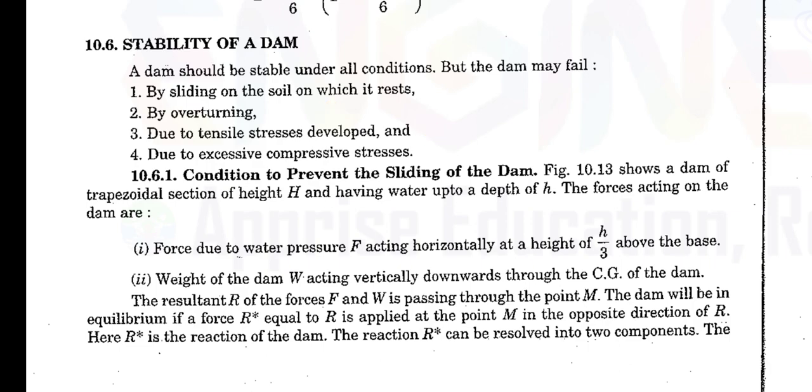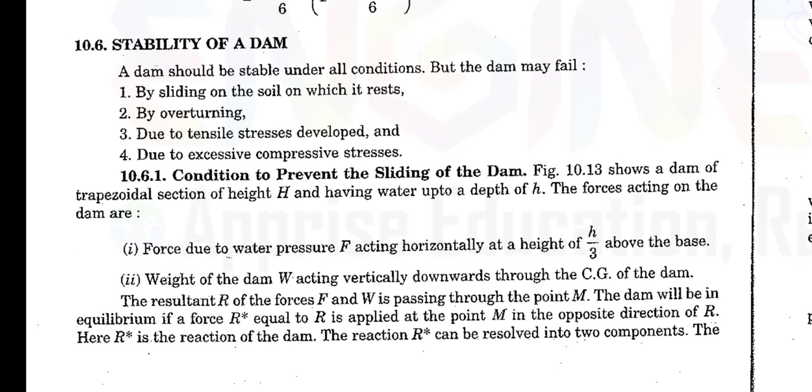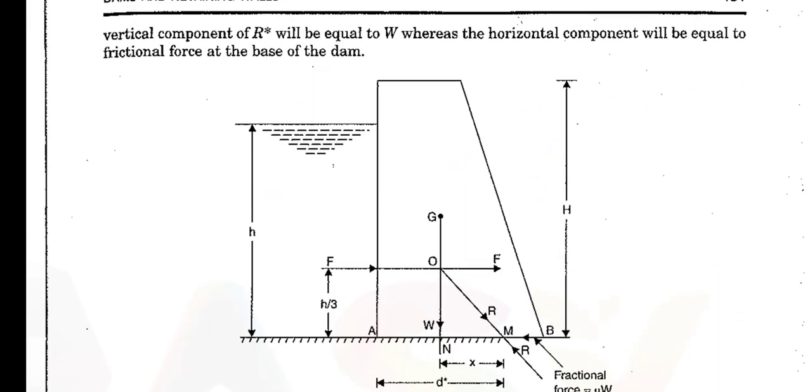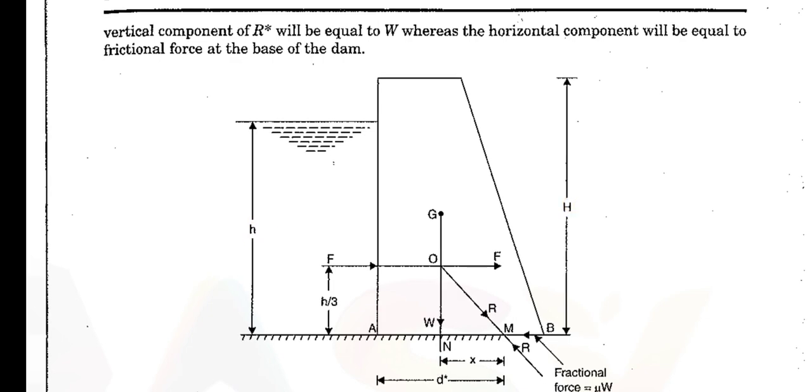So first, the condition to prevent the sliding of the dam. At what condition will the sliding of the dam not occur? In diagram 10.13, you can see that the same forces F, W and R are acting on the dam, and H is the total height of the dam and small h is the height of the water. X is the distance from the G point, the point at which R, the resultant force, acts, and D is the distance from this point to the resultant force acting point.